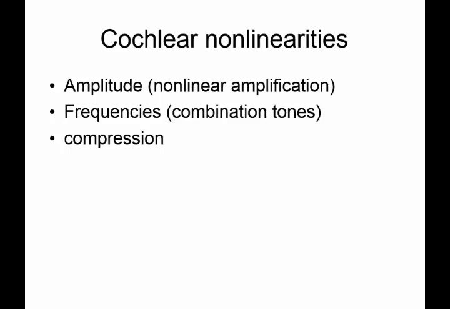Okay, now there are three types of cochlear non-linearity that are worth mentioning. One is in terms of amplitude, that is non-linear amplification. One is in terms of frequency, this is called combination tones, and we had a demonstration of that already. And the third one is compression, it's actually also amplitude, but it means a reduction of dynamic range, which we talk about in a second.